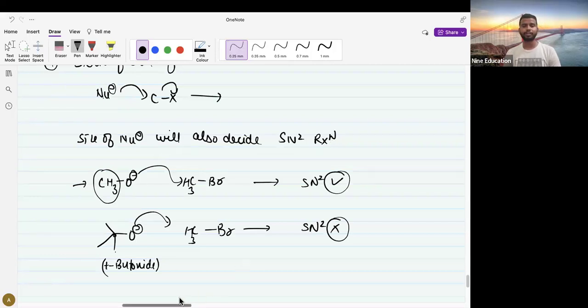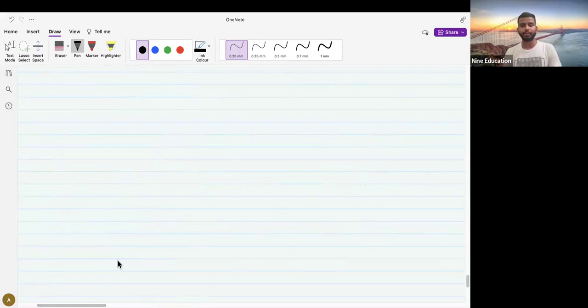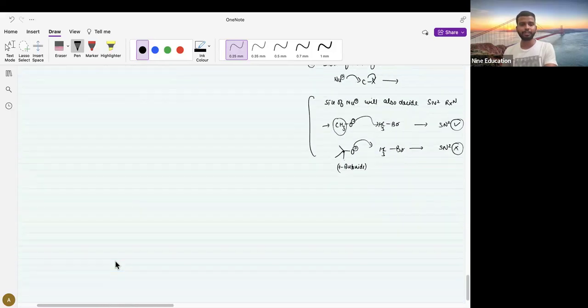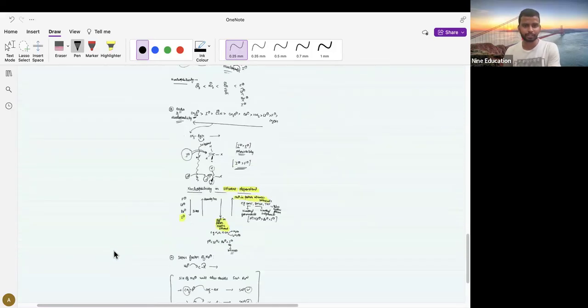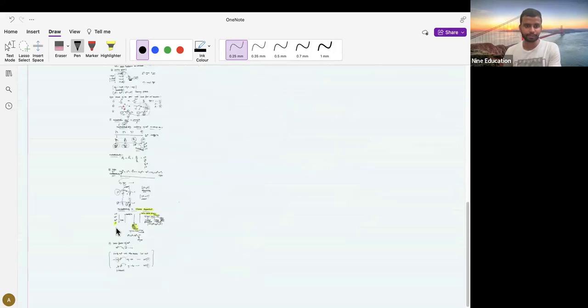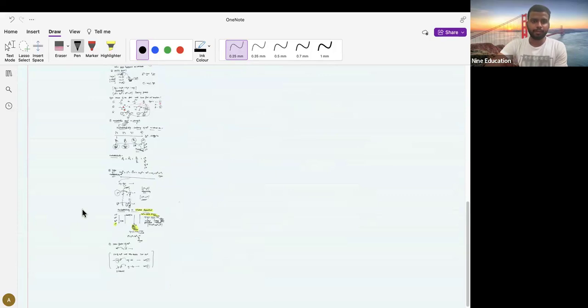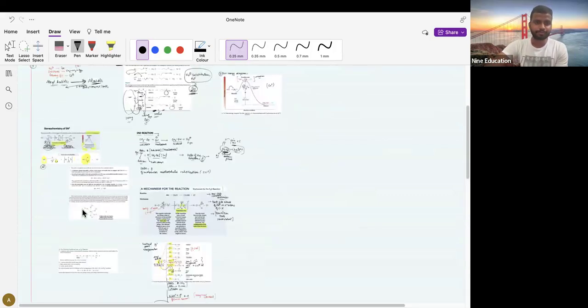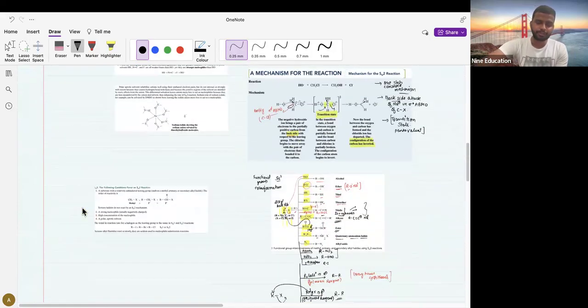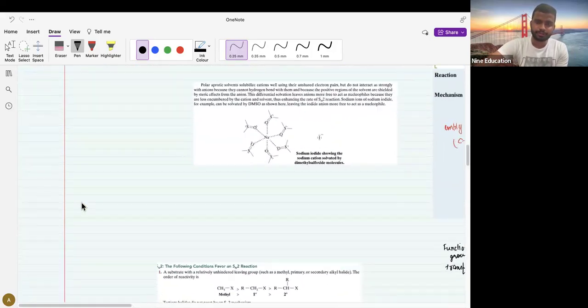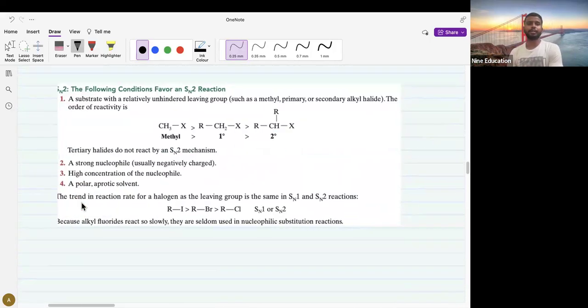So these are the main factors of the SN2 reaction. Today, lastly, we will see a summary of SN2, and with this our class will be over. Just one minute. So today in our class we have considered the conditions for SN2. The substrate should have an unhindered leaving group.